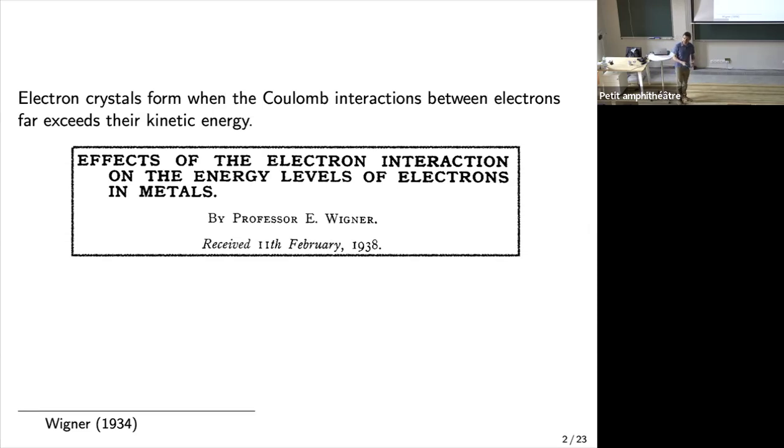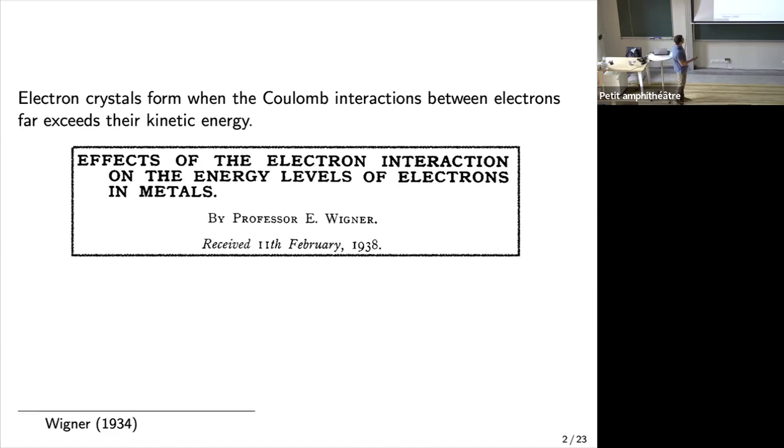He took an extreme limit in which the electron-electron interactions far exceeded the electronic kinetic energy. And then he made the observation that in that limit, the electrons should crystallize in order to minimize their electrostatic repulsion. And based on this kind of picture, he was able to make some inferences about the energy spectra of metals and a few other interesting things.